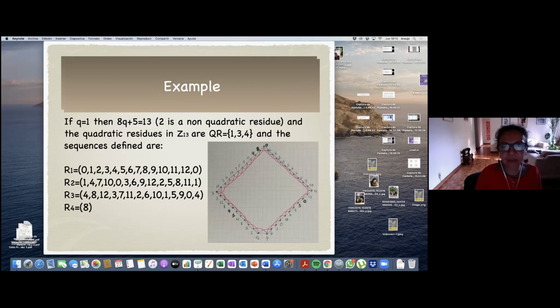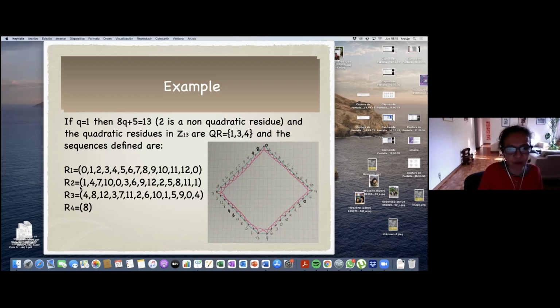And let me show an example, because the example is nice. You have 13 here, and these are the quadratic residues of 13. You have 1, 3, and 4. And the sequences that we will concatenate are the following. R1 is 0, 1 until 12, and you repeat the 0. And you have this concatenation here.